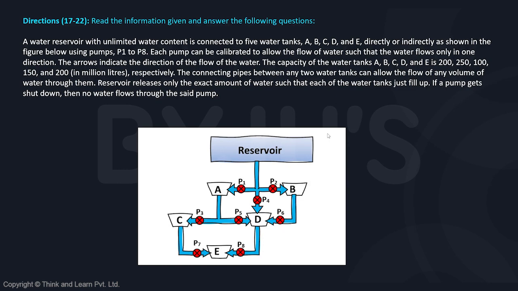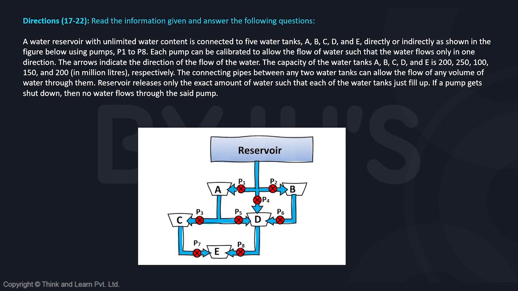The capacity of the water tanks A, B, C, D, and E is 200, 250, 100, 150, and 200 in million liters respectively. The connecting pipes between any two water tanks can allow the flow of any volume of water through them. The reservoir releases only the exact amount of water such that each of the water tanks just fill up. If a pump gets shut down, then no water flows through the said pump.